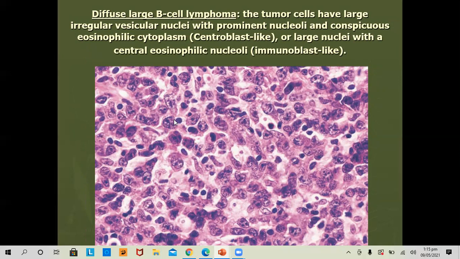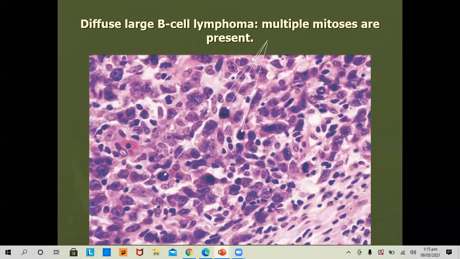And conspicuous eosinophilic cytoplasm. These are the centroblast-like cells or large cells with eosinophilic nucleoli, which are immunoblasts. So if they are eosinophilic nucleoli, then these are immunoblasts. And if they are basophilic nucleoli, then it is the centroblasts. Frequent mitosis is also seen in this tumor.